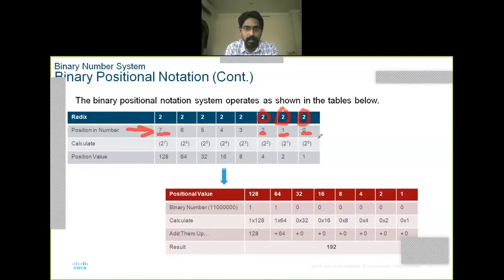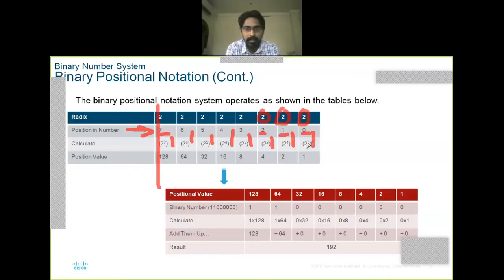Calculate the value. 2 to the power of 0, 2 to the power of 1, 2 to the power of 2, 2 to the power of 3, 4, 5, 6, 2 to the power of 7. Stop with 2 to the power of 7 only. Why? Because what is an octet? How many numbers does an octet contain? Only 8 bits, right? So 0, 1, 2, 3, 4, 5, 6, 7. Total how many values? 8 values. So stop with this and then obtain the values.